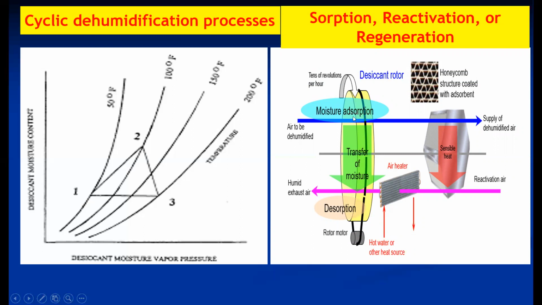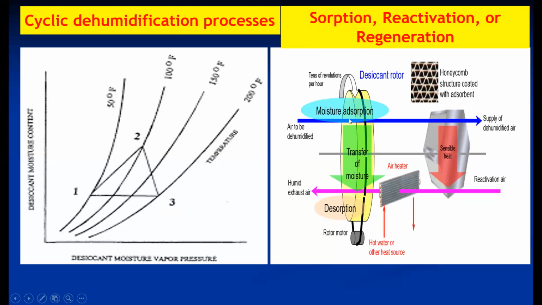This is a wheel on which the solid desiccant material is embedded with the help of this honeycomb structure. So this honeycomb structure is coated with adsorbent material. Initially there are two airstreams: the process airstream and the reactivation air. When the process airstream, that is the air which is to be dehumidified, is made to flow over this solid desiccant material, as this is humid air and the vapor pressure of this material is low, this material absorbs this moisture. So that process is called 1 to 2.